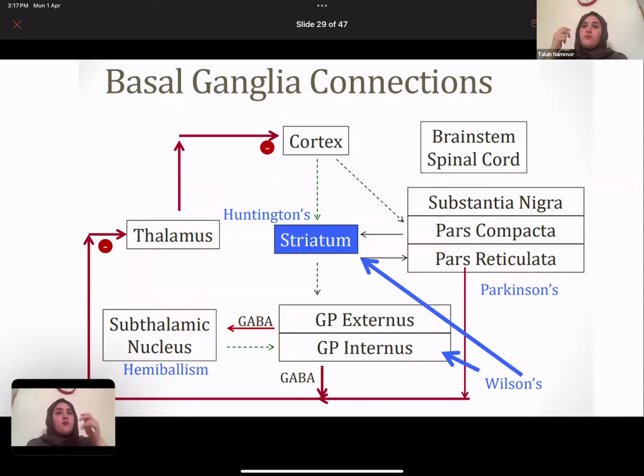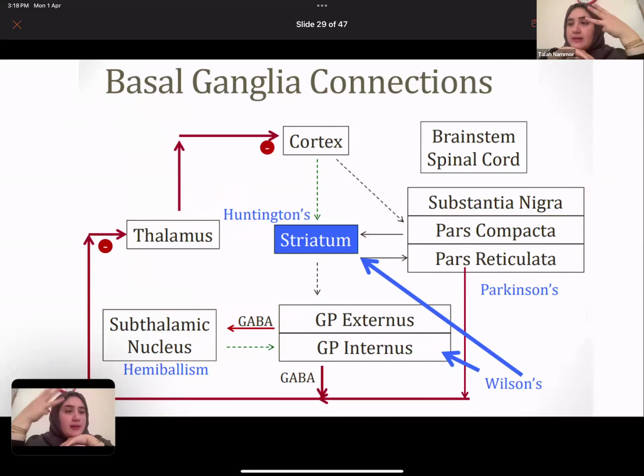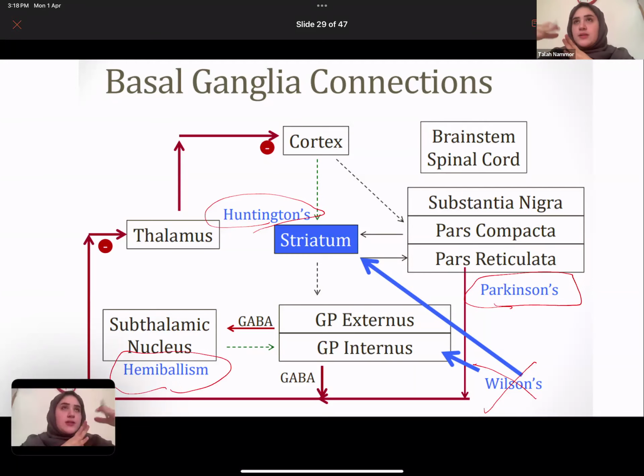So now, since we discussed the basal ganglia, it's important to mention the diseases. Basically, we have three main diseases they want. Ignore Wilson, it's part of BMB, so never mind it. Now we have to focus on Parkinson's, Huntington's, and hemiballismus.